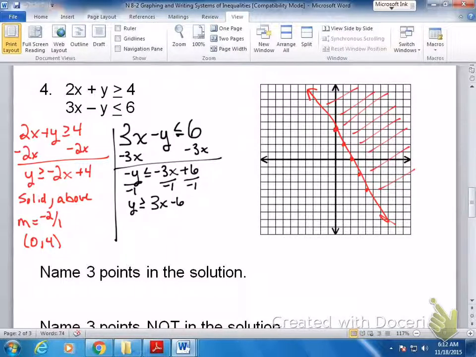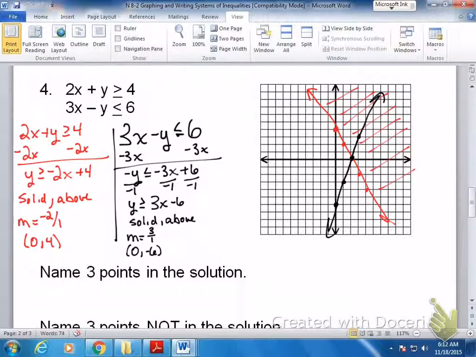So we can tell, again, it's going to be a solid line because it's also equal to. And y is greater than again, so we're going to shade above. We have a slope of 3, so that's 3 over 1. Our y-intercept is negative 6, so that's the point 0, negative 6. So let's plot those points. So 0, negative 6 starts right there. We're going to go up 3 over 1 for our rise over run. We're going to connect those points together with a solid line.